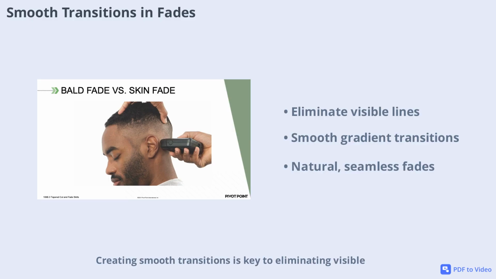Creating smooth transitions is key to eliminating visible lines in the shaded gradient of a fade. Proper blending ensures the fade looks natural and seamless, enhancing the overall appearance. We'll discuss techniques for achieving flawless transitions and how to avoid common mistakes that can disrupt the gradient.